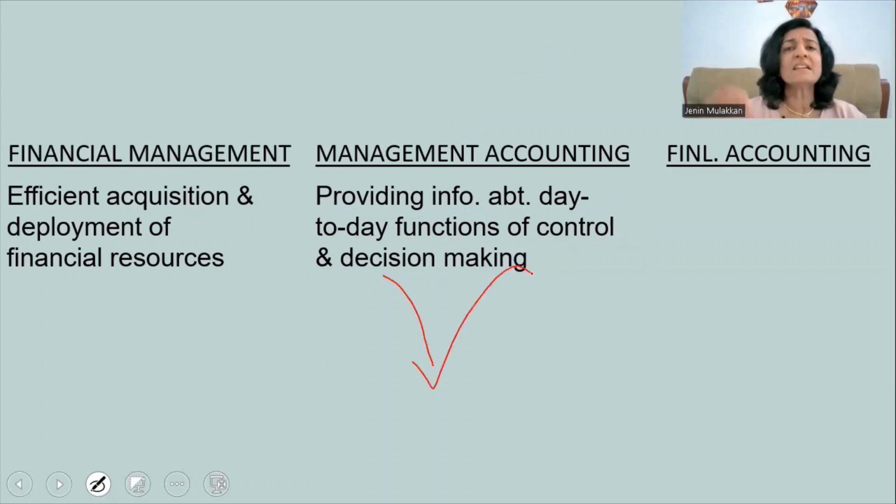And decisions concerning whether we have to make the raw material in-house or whether we have to buy the raw material from outside, decisions concerning the optimum production plan. That is, which all products have to be manufactured in what quantities so that the profit is maximized. So all these comes under the purview of management accounting. Now coming to financial accounting.